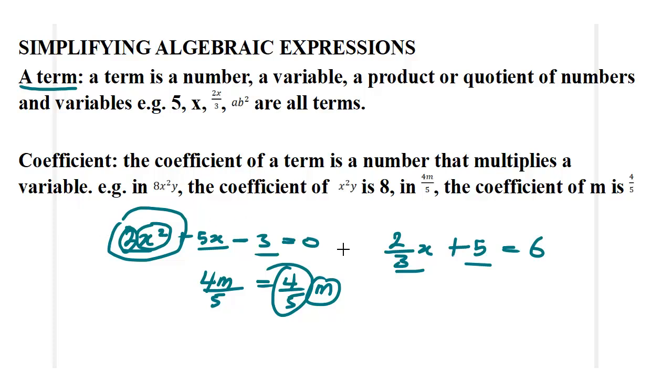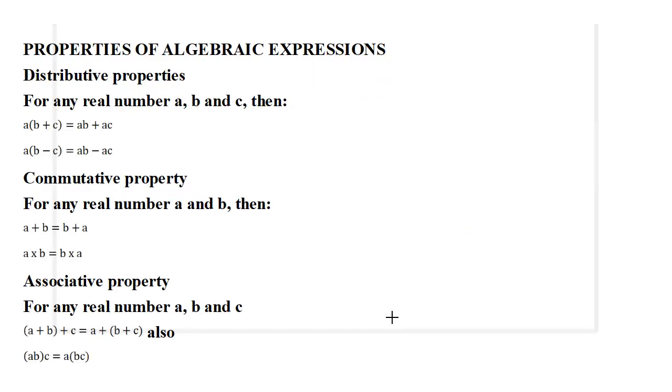Though in some cases people use them interchangeably, just to express what multiplies the other. For example, if you have 2x squared, obviously we know that the coefficient of x squared is 2. Some people may say the coefficient of 2 is x squared. That is wrong. So that is that about that. Now let's move on to the next part.